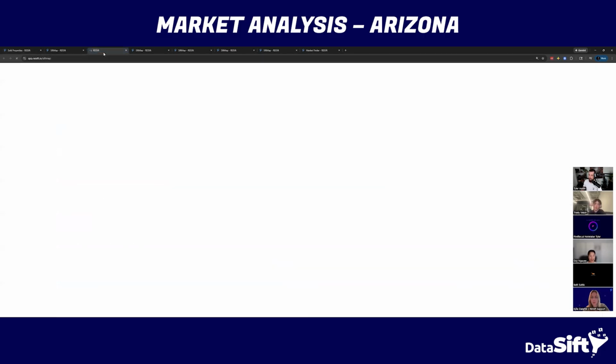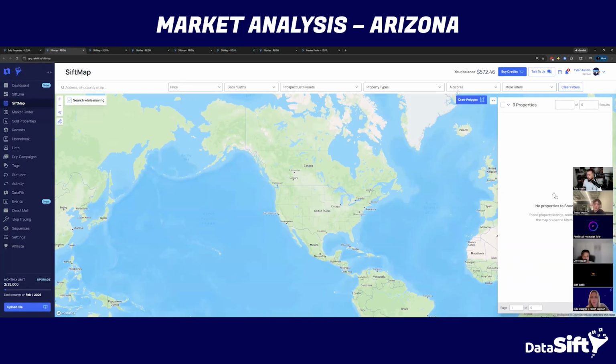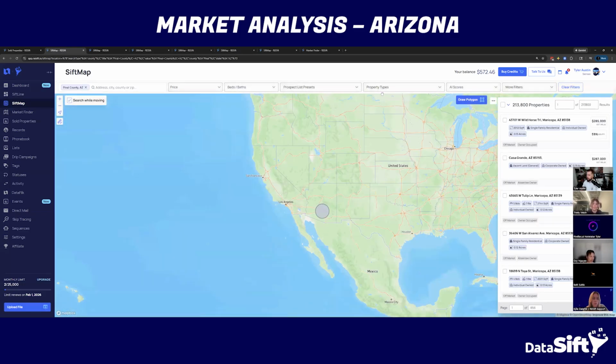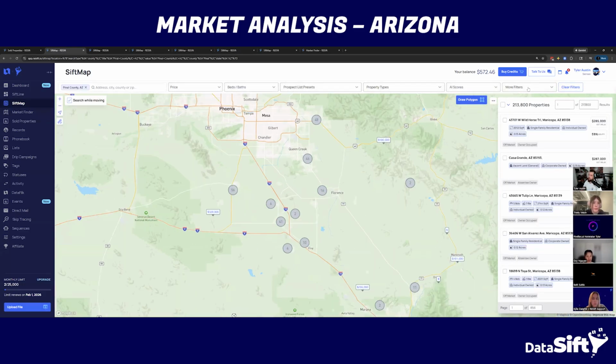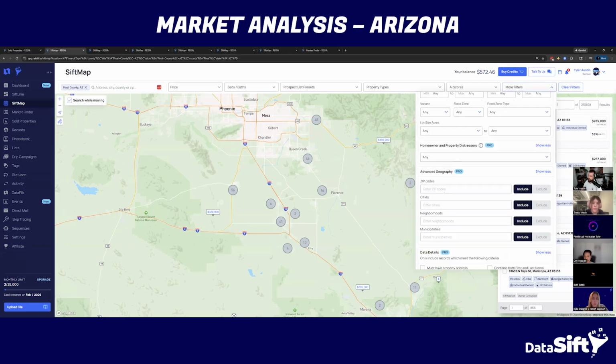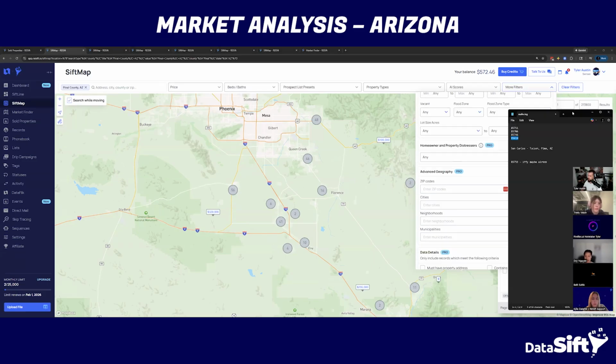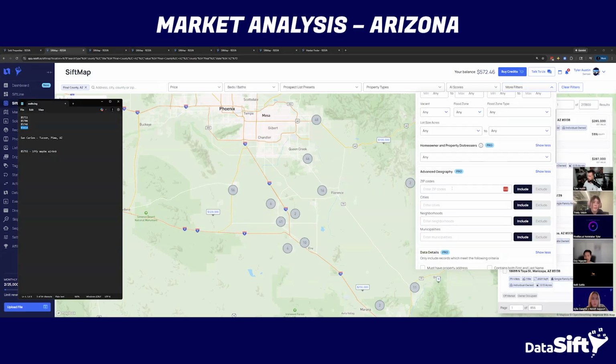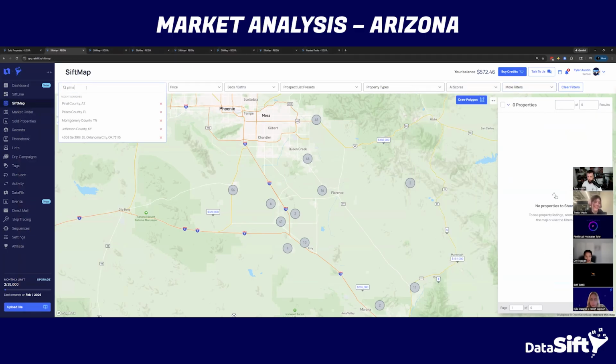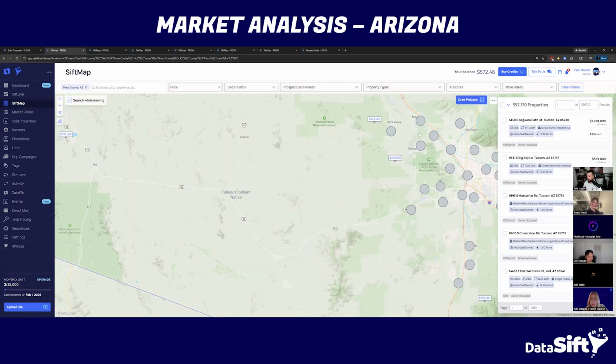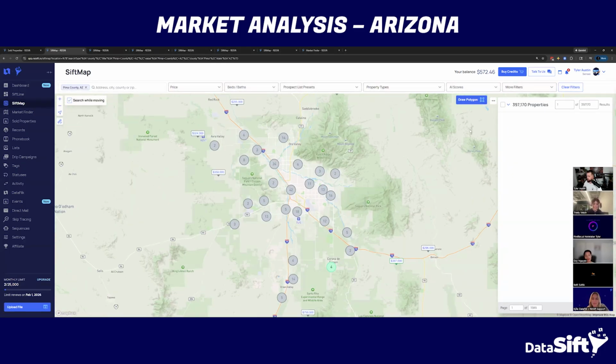So when I go to pull my list now from SiftMap, what I'm going to do is I'm going to open up SiftMap and I'm going to filter by, I'm just going to go straight to, was it Pena County? And then I'm going to go ahead and grab my more filters. I'm going to go to advanced geography and I'm going to add these zip codes here. It's Pima, not Pinal. Oh, Pima. I knew that. I was testing to make sure I remembered.